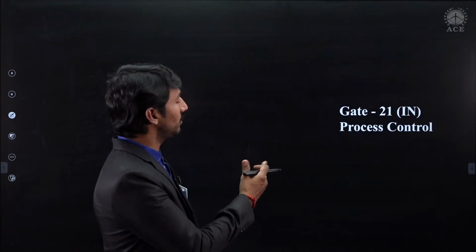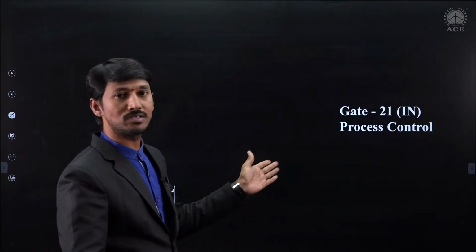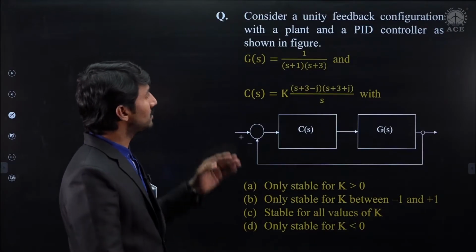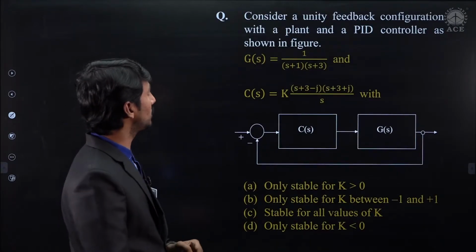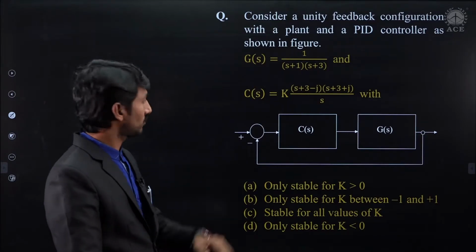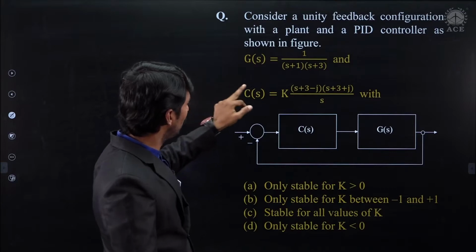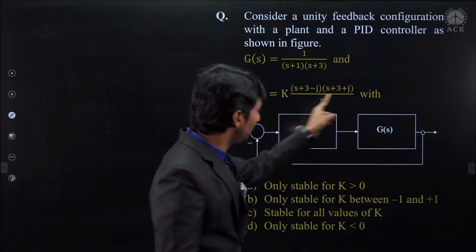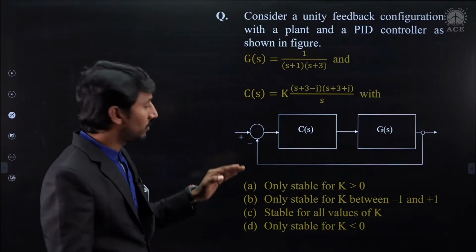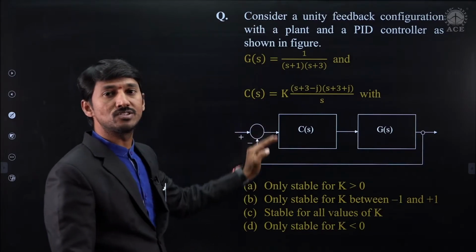GATE 2021 instrumentation paper for process control subject. The question here is, consider a unity feedback configuration with a plant and a PID controller as shown in the figure. He has given G of S value and C of S value, and the figure is given like this with unity feedback.